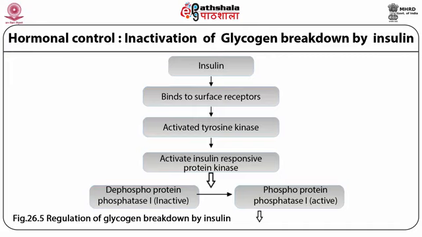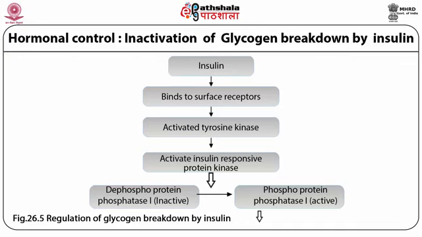Insulin binds to the receptor on the plasma membrane. Binding results in the activation of the receptor. The activated receptor has a tyrosine kinase activity. It will activate insulin responsive protein kinase. Activated insulin responsive protein kinase phosphorylates protein phosphatase 1. It will activate protein phosphatase 1.